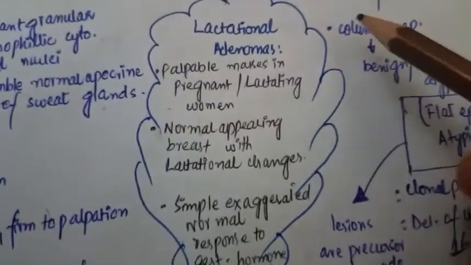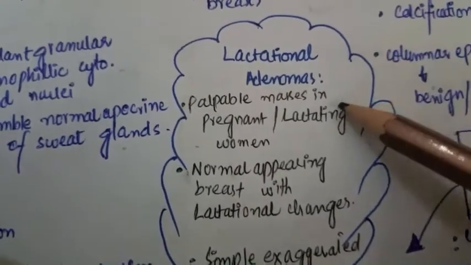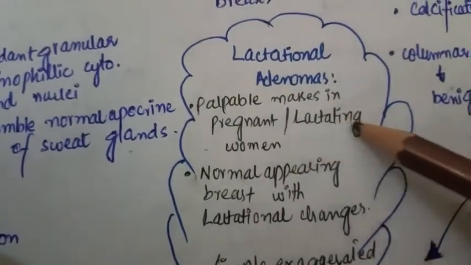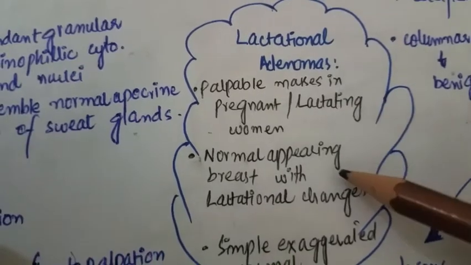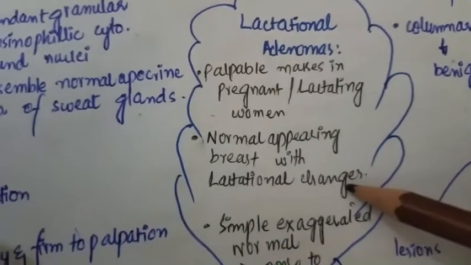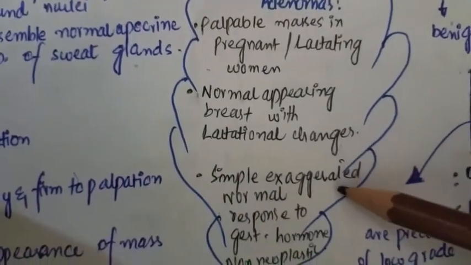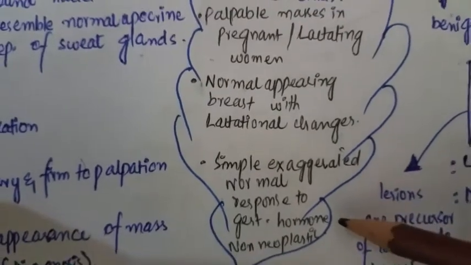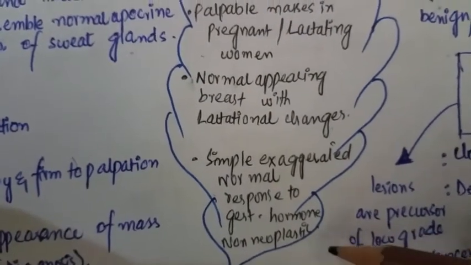Now comes the lactational adenomas. These are palpable masses present in pregnant or lactating women. These are normal-appearing breast with lactational changes. Simply, it's an exaggerated response to the gestational hormone. It's a non-neoplastic condition.